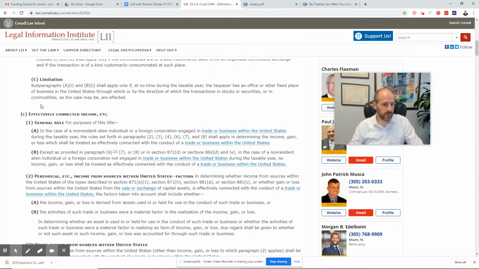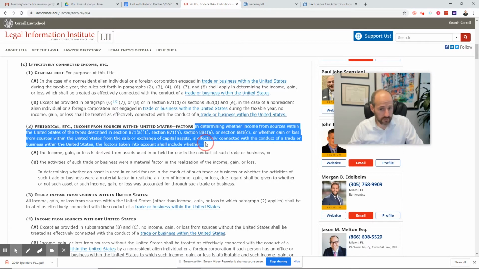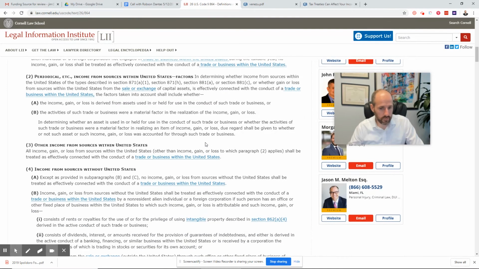But in the definitions, they're defining what is effectively connected income and then they go through here and say that effectively connected income is taxable in the U.S. because you're doing business in the U.S. I didn't actually go through the code section that says effectively connected income is taxable, but I think it's pretty implied, and I'm sure it says it here directly. Okay, so that's where I go through.